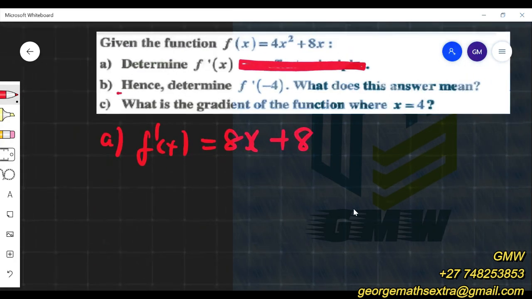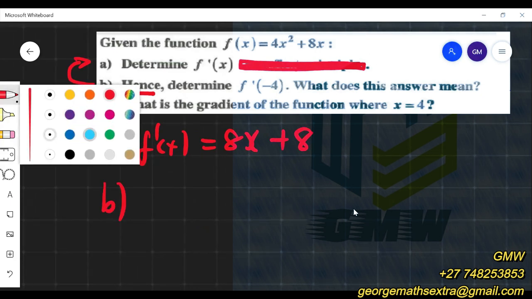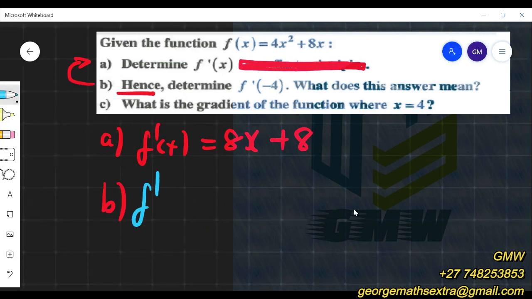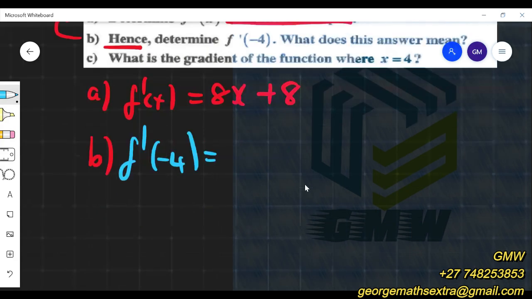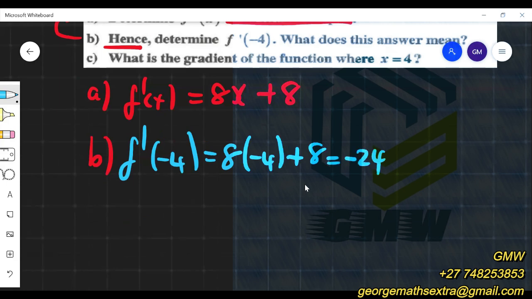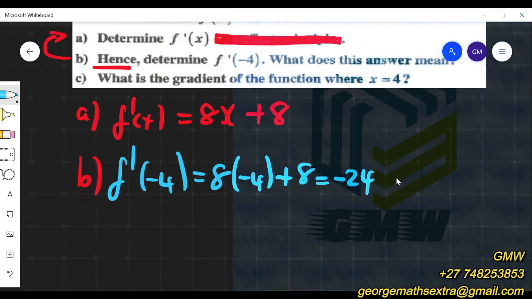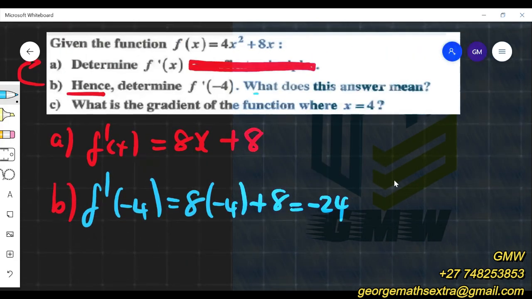Then the question says hence. When a question says hence, it means using what you got above, do the following, right? So they want us to find f prime. Determine f prime at negative 4. So what does this mean? Substitute negative 4 at x, right? And what do you get? Negative 24. The question goes on to say, what does this answer mean?